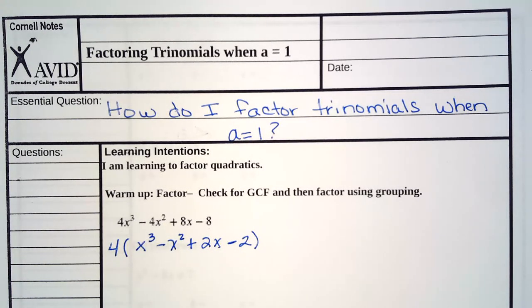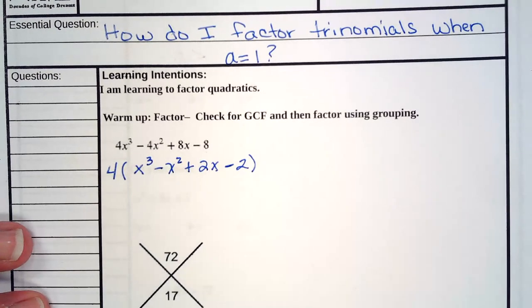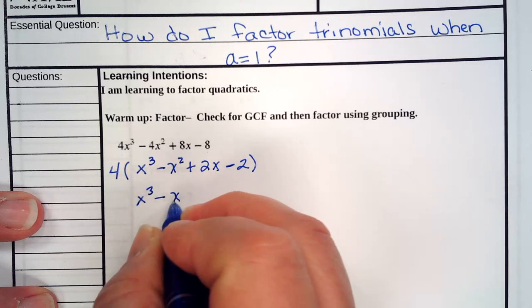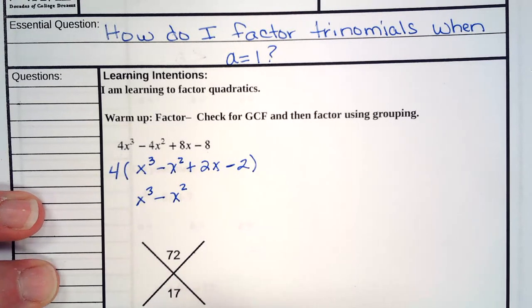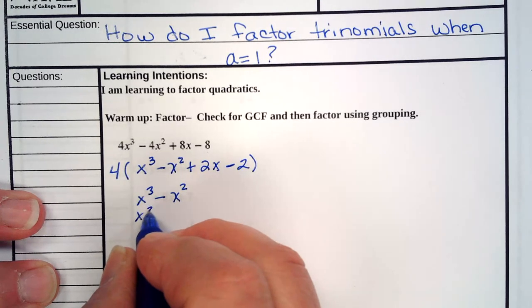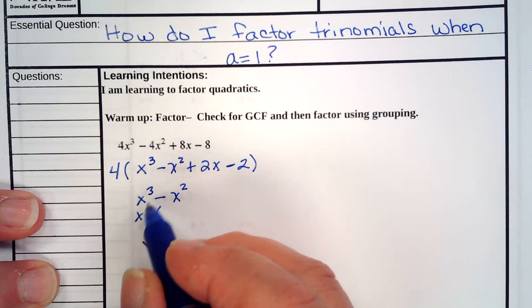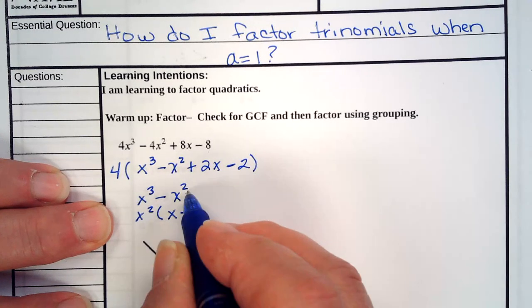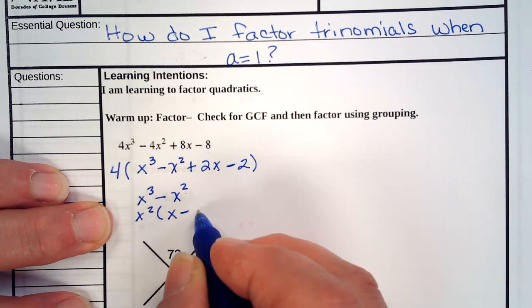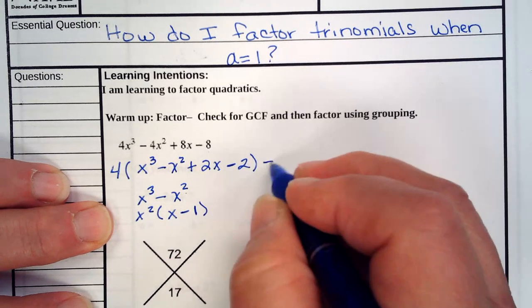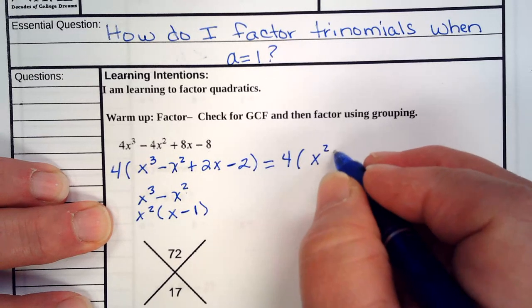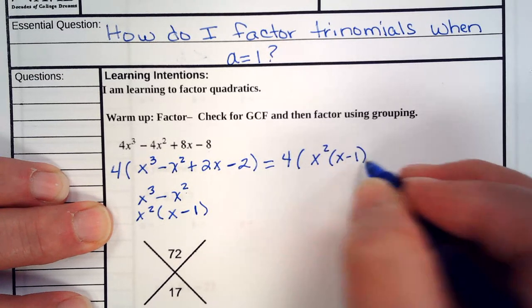I'm going to look at the first two terms and the last two terms. So I'm looking at the factors of x to the third minus x squared. Well, I can factor out x squared. I am left with x to the third divided by x squared is x, minus x squared divided by x squared is 1. So this is equal to 4 times x squared times x minus 1.